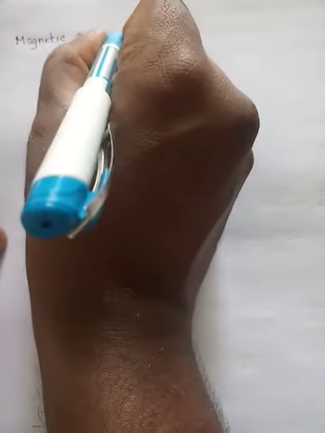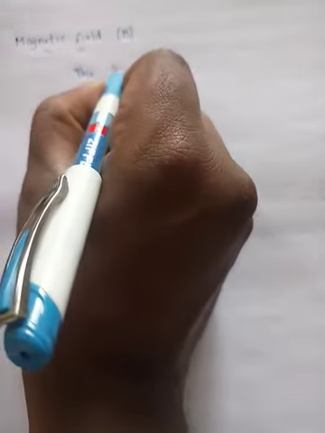So, what is magnetic field? It is represented by letter capital B. So, B represents magnetic field whereas E represents electric field. So, how to define the magnetic field?